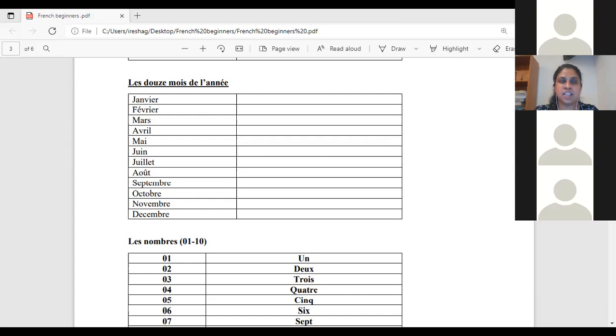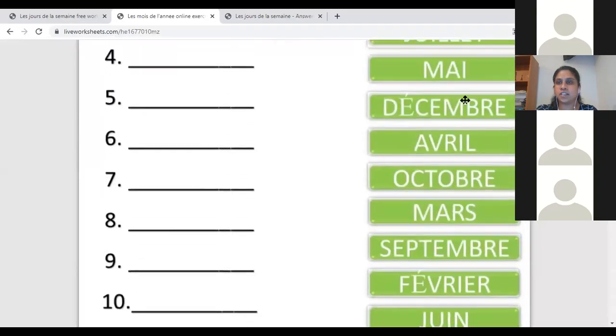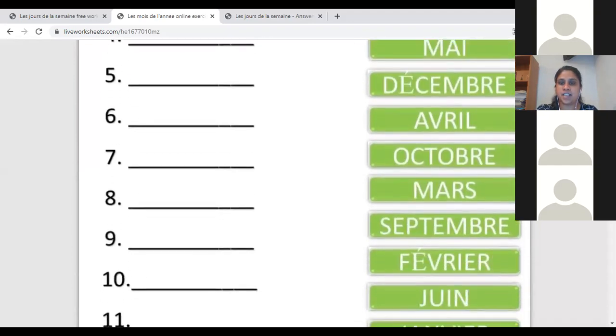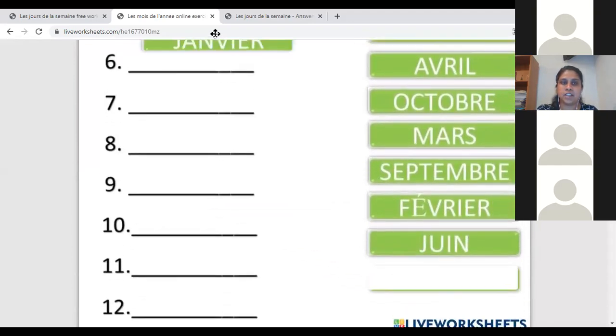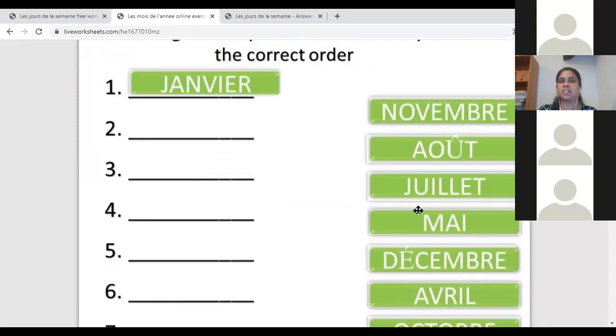I'll be giving a very easy worksheet, okay? Since it's the first day. Yes, I'm sending you another worksheet. It's on months. And this is the worksheet. What you have to do is move the words. Let's say janvier, you can move it and drop it in the first place. Likewise, you can move the words. Put them in the order.